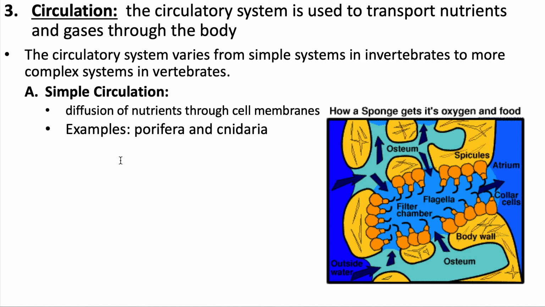The circulatory system is used to transport nutrients and gases through the body. The circulatory system varies from very simple systems in invertebrates, and then it gets much more complex in vertebrates. Simple circulation is generally the diffusion of nutrients through cell membranes. For instance, Porifera and Cnidaria, that first unit we're going to go over, have a very simple, cell transport type of circulation.